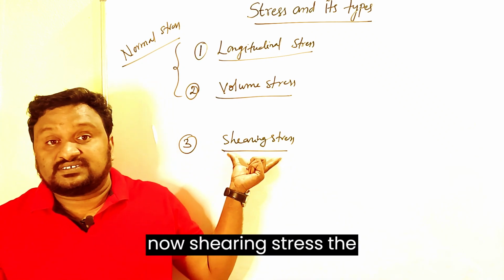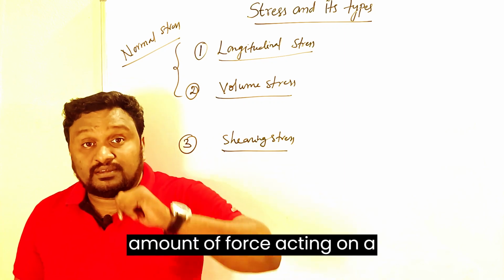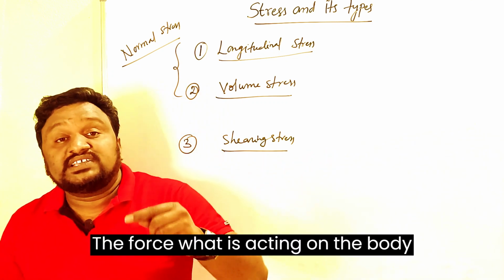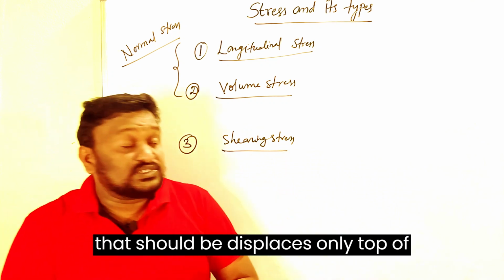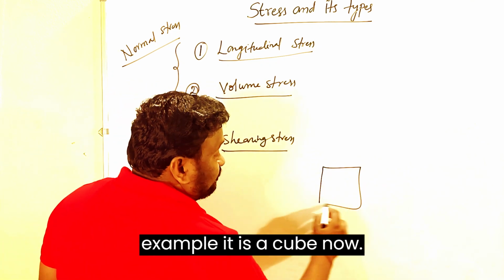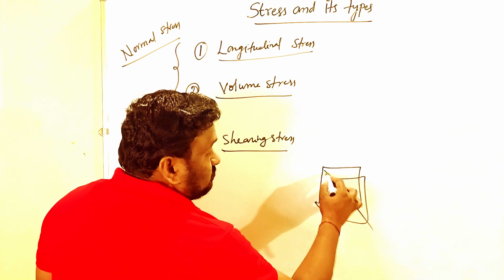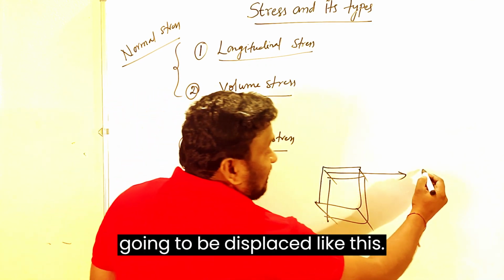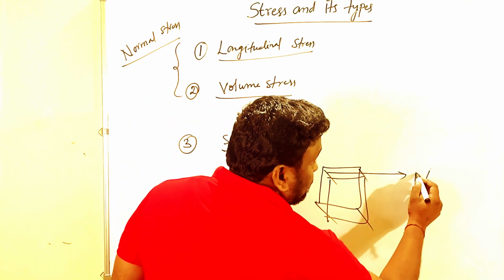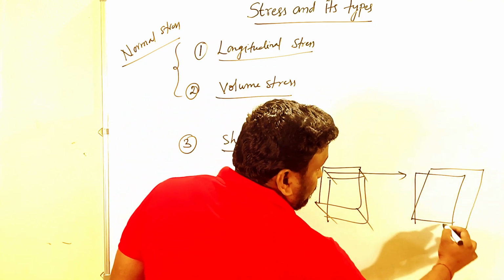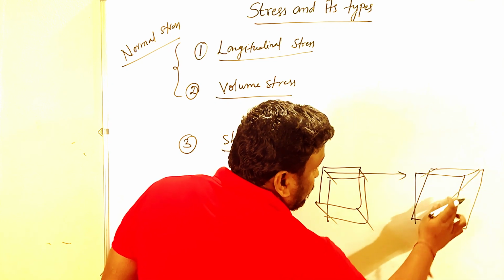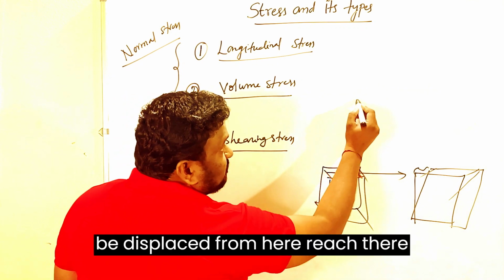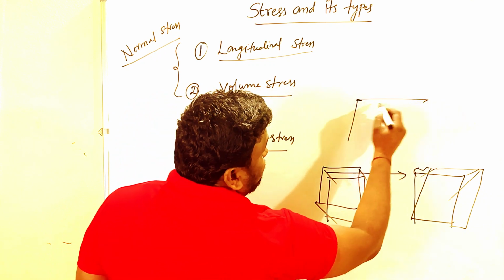And now shearing stress, the amount of force acting on a body that displaces only the top surface. The force acting on the body should displace only the top of, for example, a cube. The force applied tangentially on the top surface is going to displace it like this. So here this is the displaced portion. Clear? So only the top surface is going to be displaced. It is there initially, now it is displaced like this.